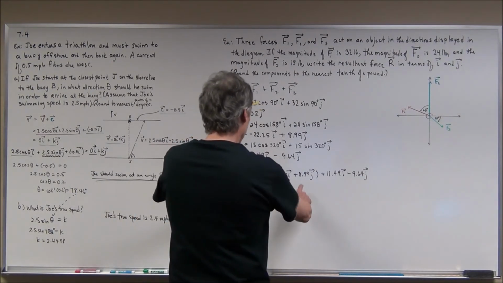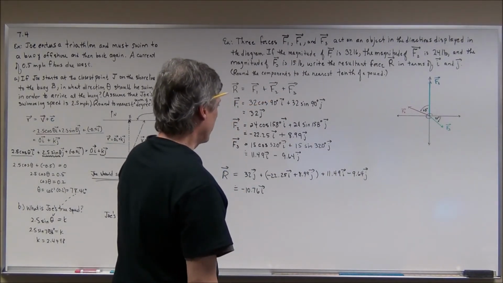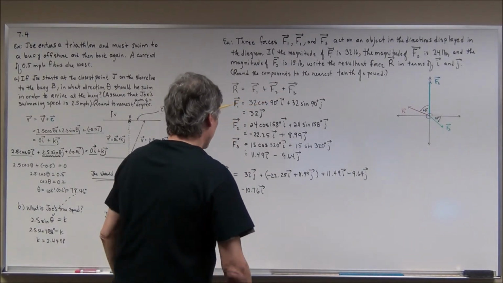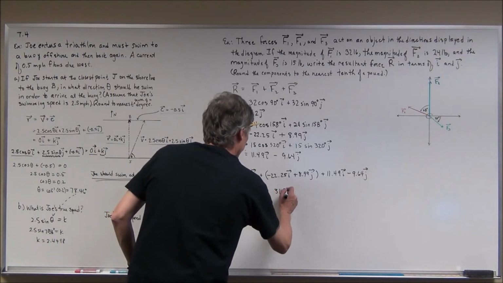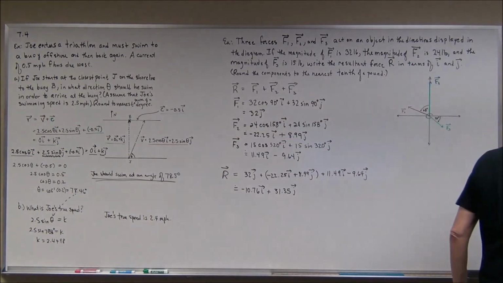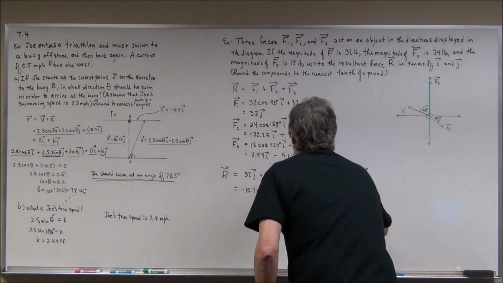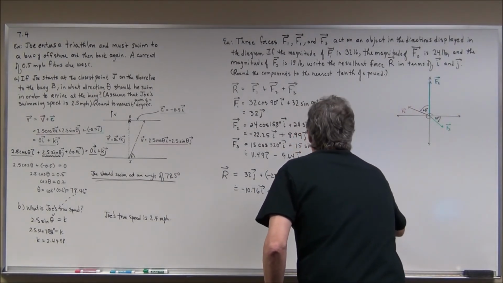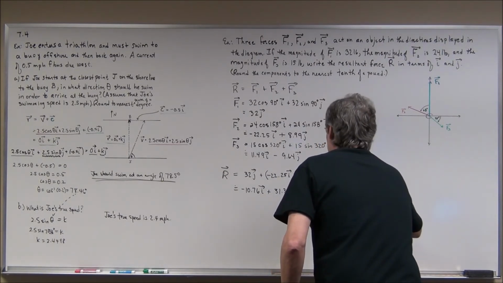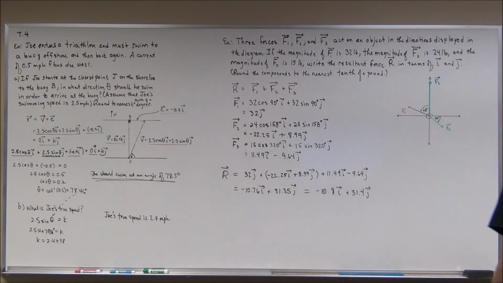And then I'm adding 32, 8.99, and subtracting 9.64, that's about 31.35, positive, times vector j. I hope that I have that worked out right. I took it to the nearest tenth, so that's no big deal. And so now, to the nearest tenth of a pound, I'm going to go ahead and write this as negative 10.8i plus 31.4 times vector j here.